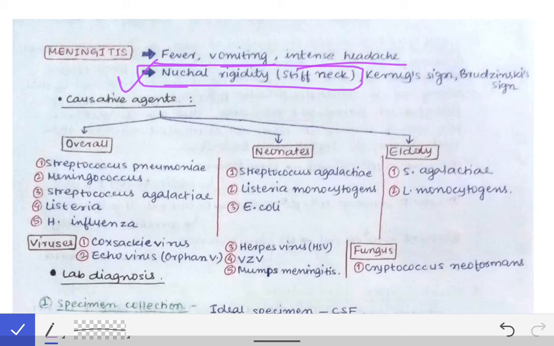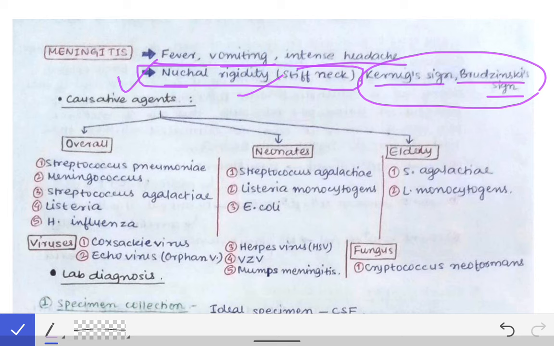Sometimes some other information is also given, like the Kernig sign, Brudzinski sign as well. These signs are positive in case of meningitis. So if these tests are also given, then it is also better for you to diagnose the case as meningitis. But if there is nuchal rigidity, generally it is meningitis. So if there is nuchal rigidity, you can safely diagnose the case as meningitis. These are extra points. If given, then you can surely say that it is meningitis. If not given, then don't worry, it will be meningitis if there is stiff neck.